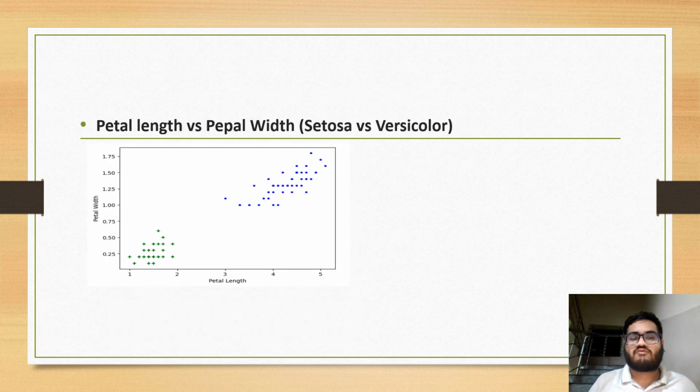Now earlier was for the sepal, now here is for the petal. Petal length versus petal width, Setosa versus versicolor again.